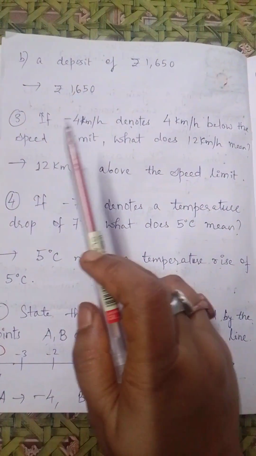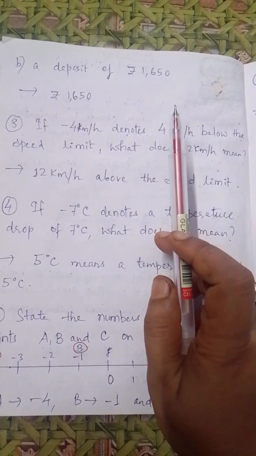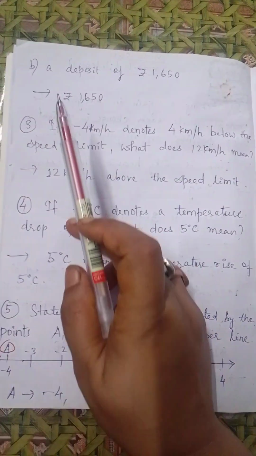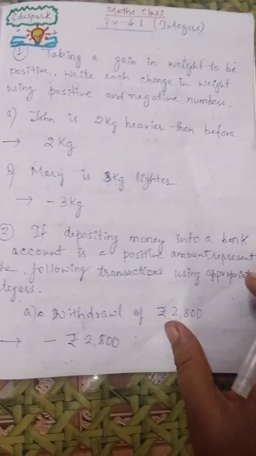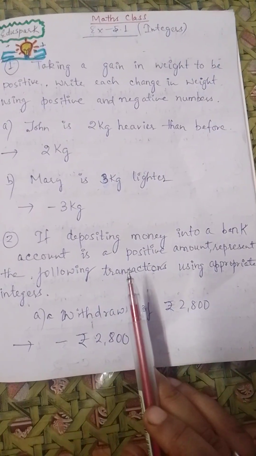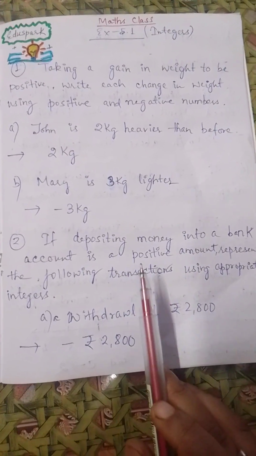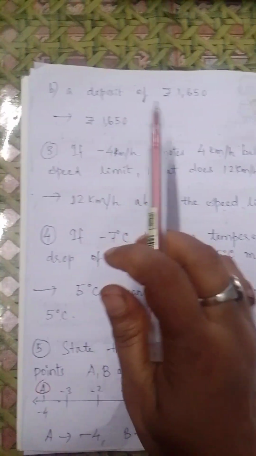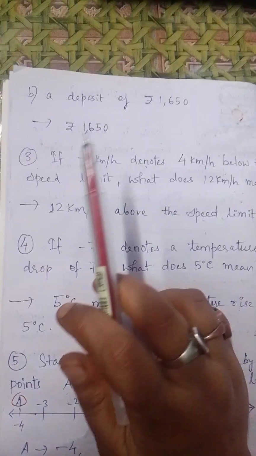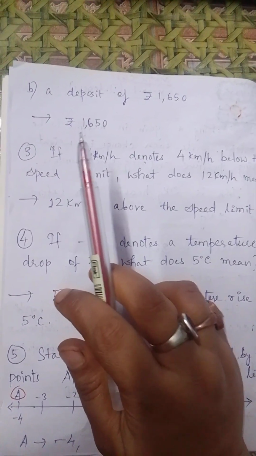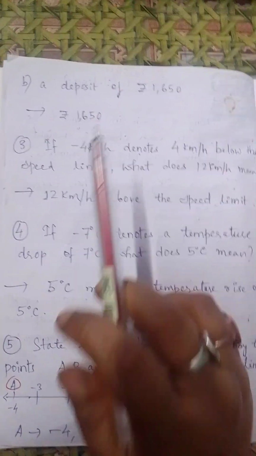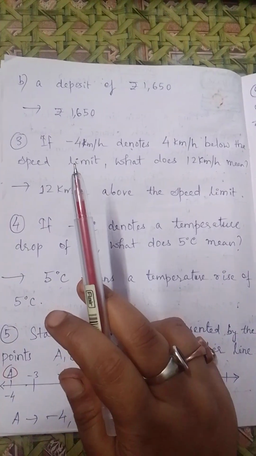Let's go to the second question. It is a deposit of rupees 1650. When we are depositing, it is already given in the question that depositing money should be taken as positive. So since here it is a deposit of rupees 1650, we have to take it as positive rupees 1650. Okay.